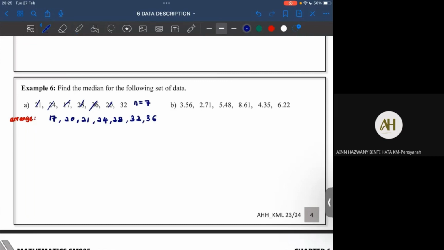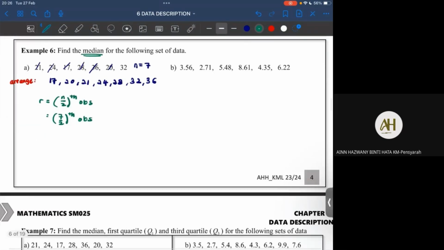Okay, so first thing first. Kita cari R kita, which is observation kita, N over 2. Okay, N ialah total. Kenapa over 2? Sebab kita tengah cari median. So we have 7 over 2. Letak TH dekat situ supaya tak tersalah apa yang kita buat. So 7 over 2 observation. So 7 over 2 ialah 3.5 observation. Okay. So 3.5 ialah integer. So apa yang kita kena buat tadi kalau dia integer ialah kita kena round up kan.